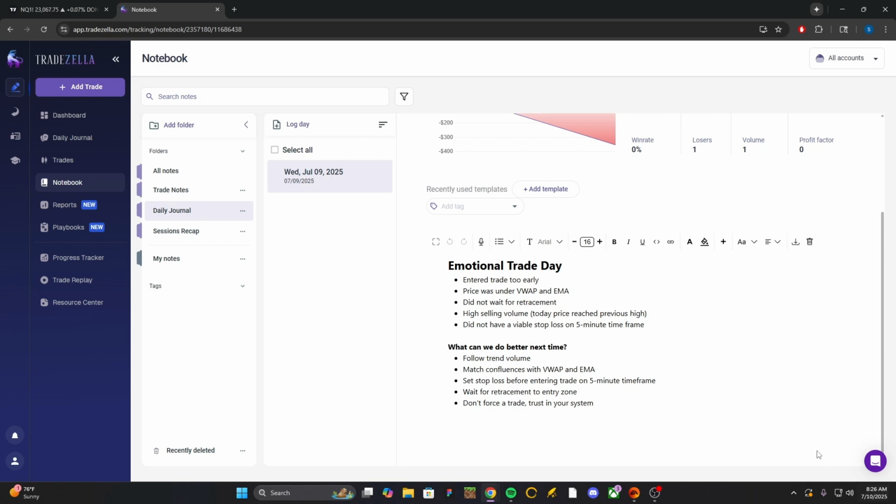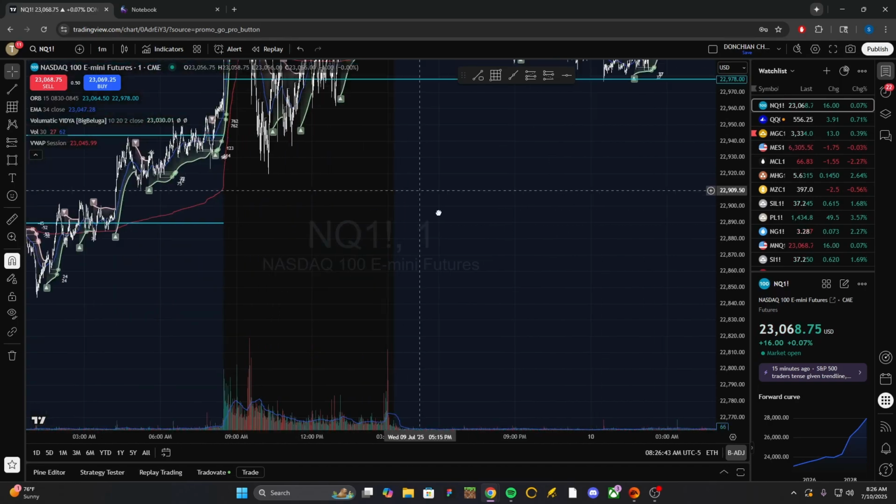And I did not have a real stop loss. I picked my stop losses from the 5-minute time frame, but I picked one from the 1 minute. It wasn't even a real stop loss. And then I didn't follow. So today we're gonna follow trend volume, match confluences with VWAP and EMA, set my stop loss before entering the trade on a 5-minute time frame. Wait for retracement to an entry zone, and don't force a trade, and trust in the system.